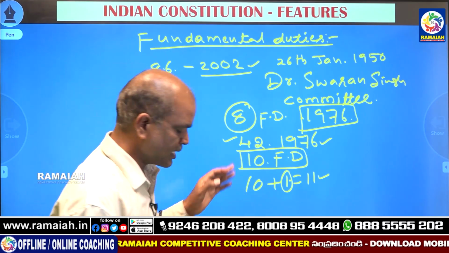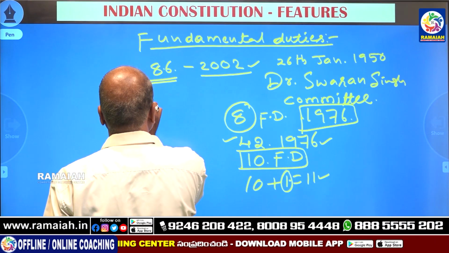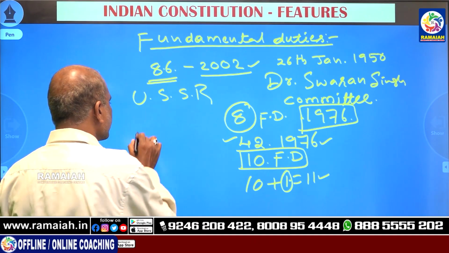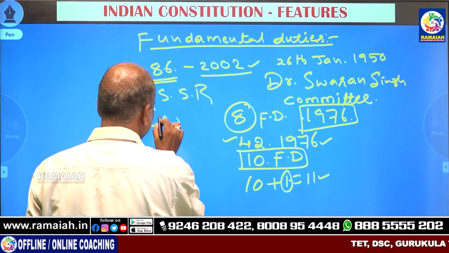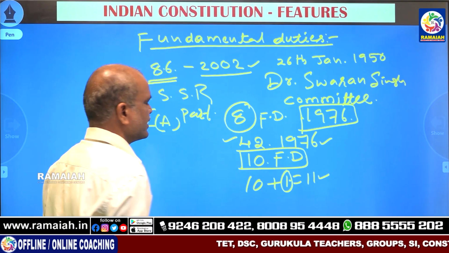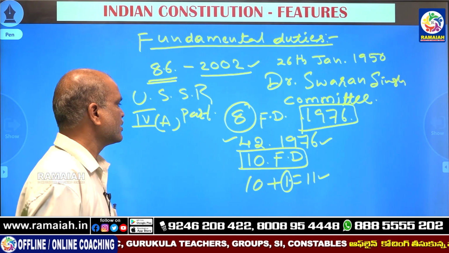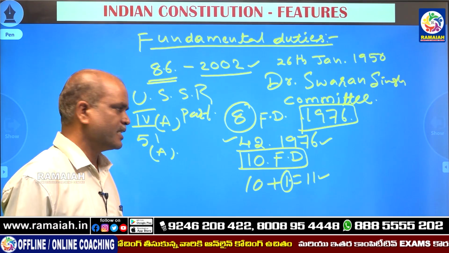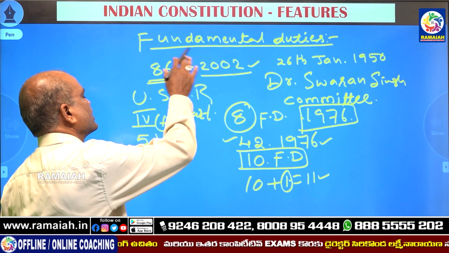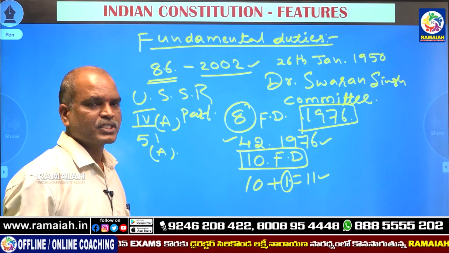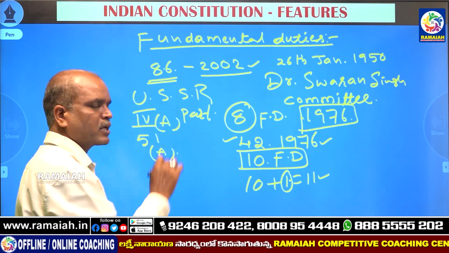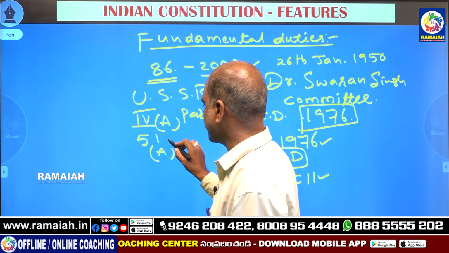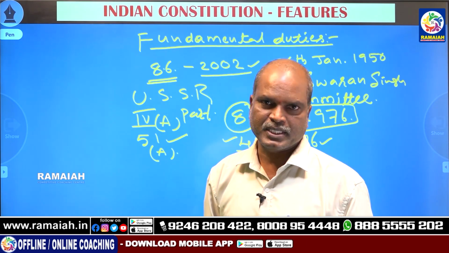primary education to children. We adopted the fundamental duties from the USSR. From which country? USSR. And they are mentioned in Part 4A of the Constitution. The article is 51A. We adopted fundamental duties from Soviet Russia, and only the single article 51A explains fundamental duties.